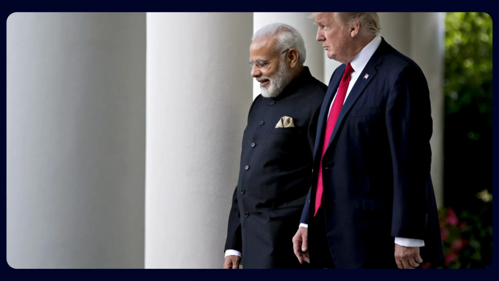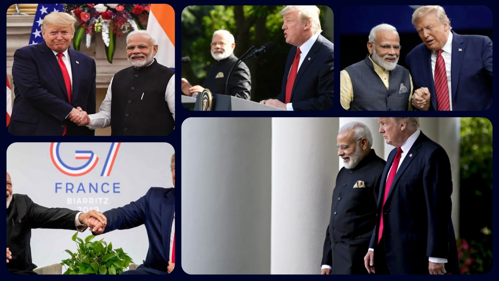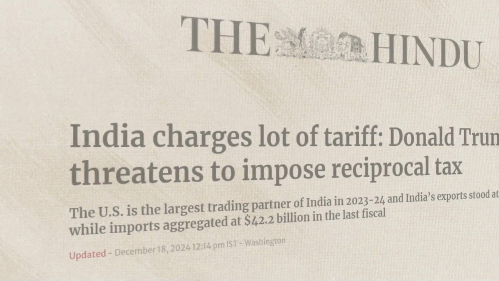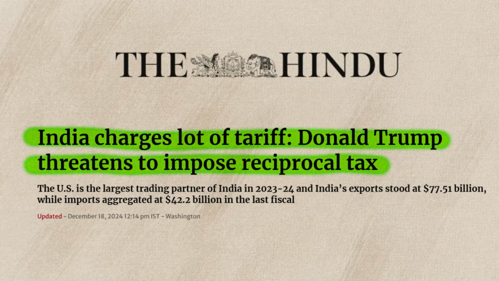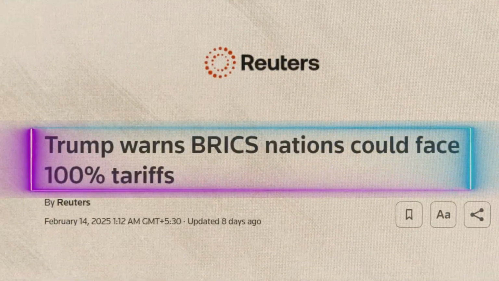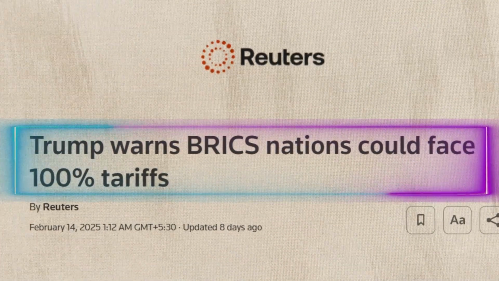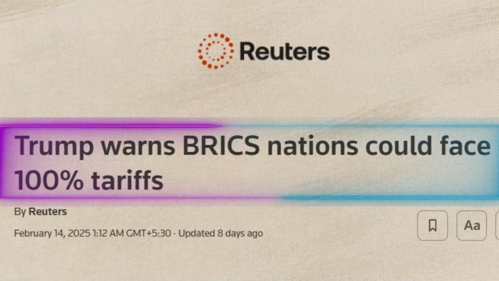During Trump's first term, he and Indian Prime Minister Narendra Modi had a cordial relationship, even promoting each other during elections. However, Trump has long criticized India for imposing high tariffs on American goods and even threatened to impose 100% tariffs on countries within the BRICS bloc, including India, if they attempted to move away from using the US dollar.